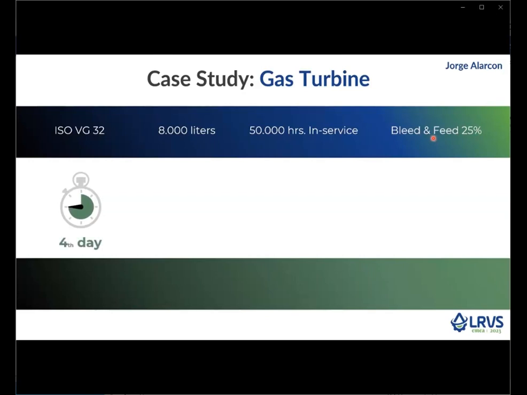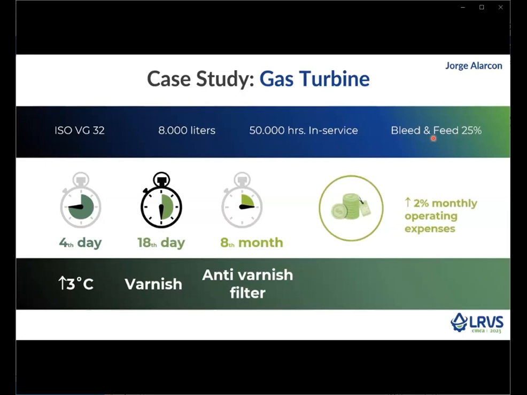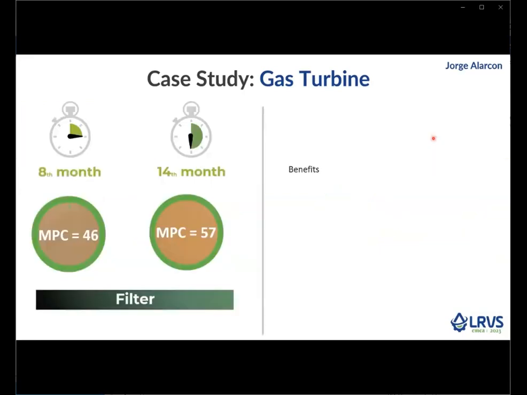So on the fourth day after doing this, they noticed an increase in temperature of about 2 to 3 degrees Celsius. On the 18th day, they found varnish mainly in the filters. And basically at the 8th month, they added an anti-varnish filter because of the varnish situation that the system is showing. So all this process affected the maintenance budget, increasing around 2% of the operation expenses, right? So what happened after that?